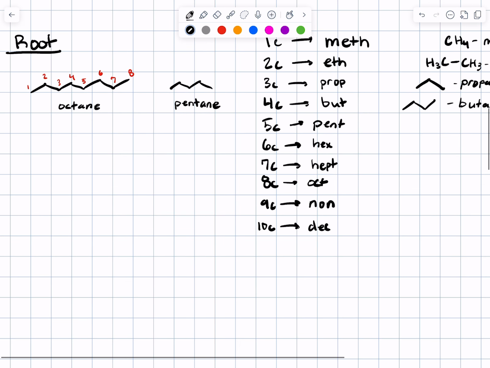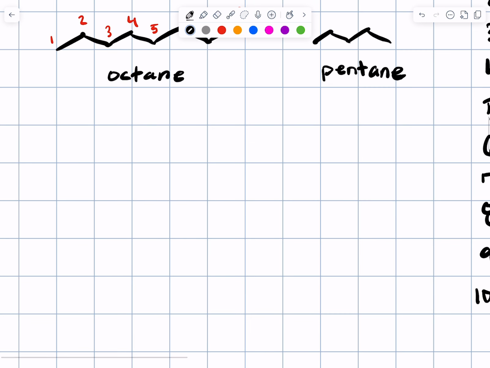Now, that being said, we can start to modify our root a little bit to add a little bit of variation to further communicate information about our molecule. So let's now instead look at a variation of octane. 6, 7, 8. Let's throw on a double bond onto there. Or let's throw on a triple bond.